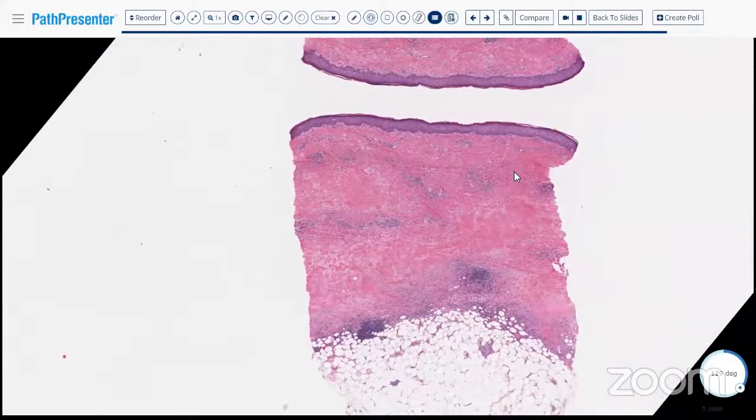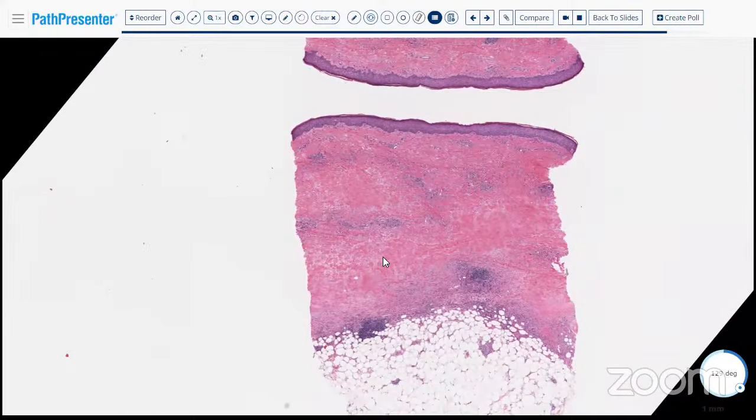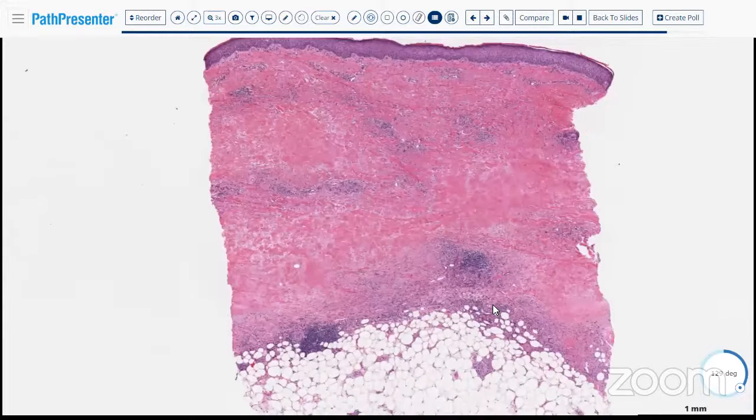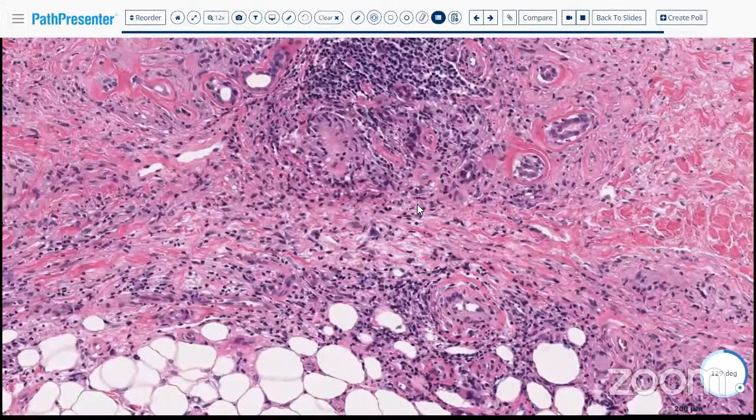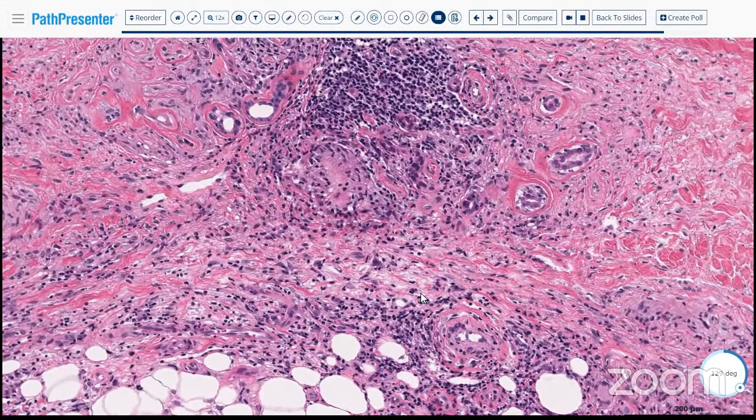And in this case, the necrobiosis that's filling the dermis from top to bottom, side to side, is layered. So we kind of see almost these layers of necrobiosis and inflammation, and that inflammation is kind of lymphoplasmacytic.